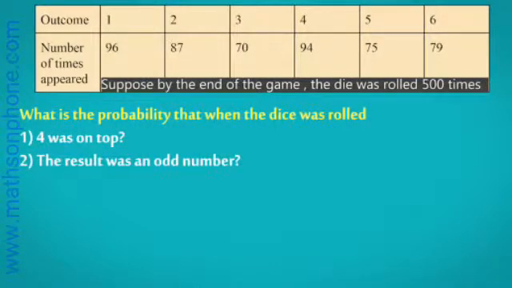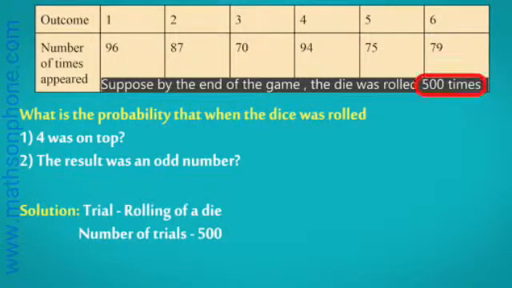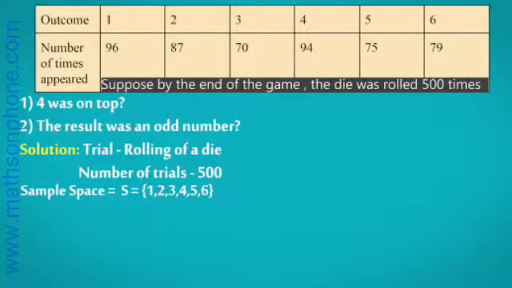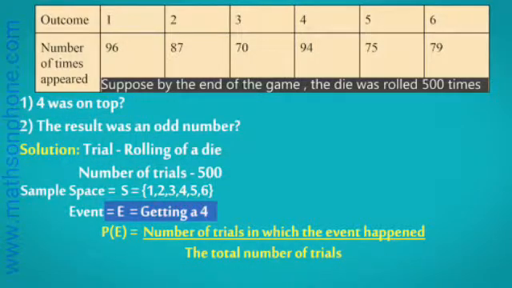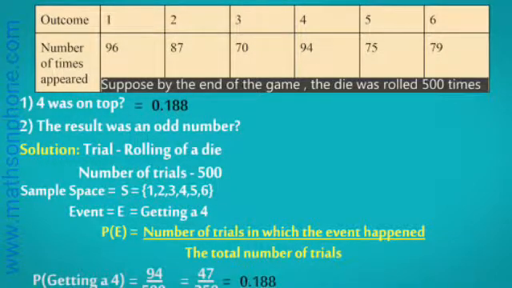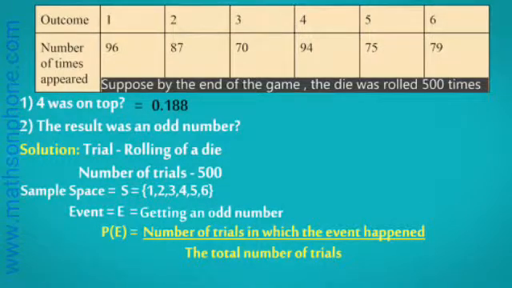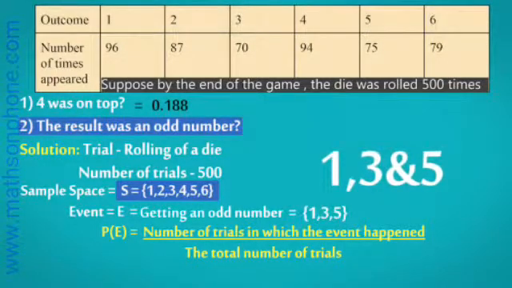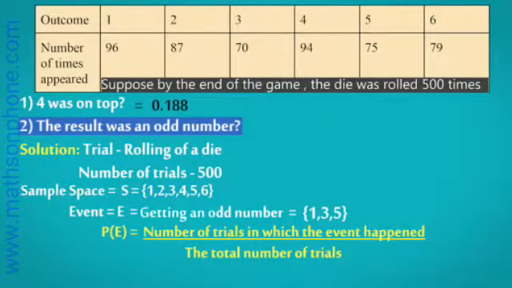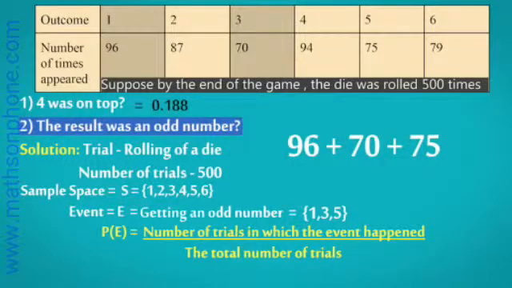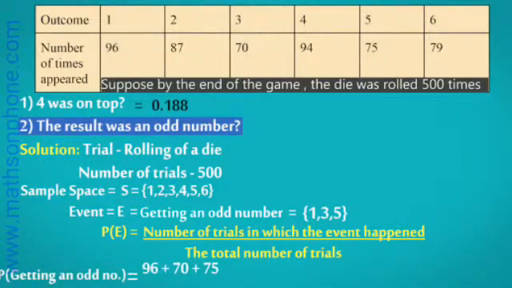Or the result was an odd number. Here, the trial is rolling of a dice. The number of trials is 500. The desired event is getting a 4. So, using the formula for empirical probability, probability of getting a 4 is 94 upon 500. For the second part, the desired event is getting an odd number. Of all the outcomes in the sample space, the odd numbers are 1, 3 and 5. So, the probability of getting an odd number is 96 plus 70 plus 75 upon 500, or 241 upon 500.